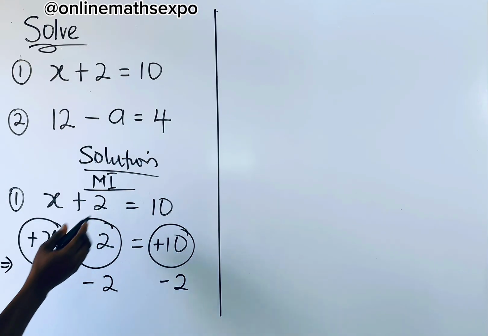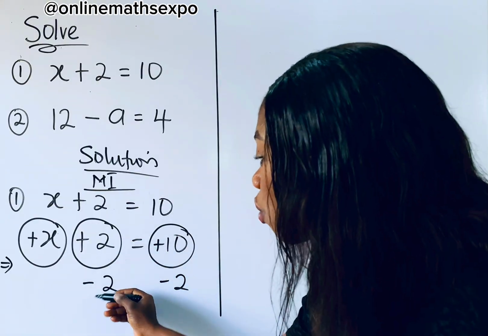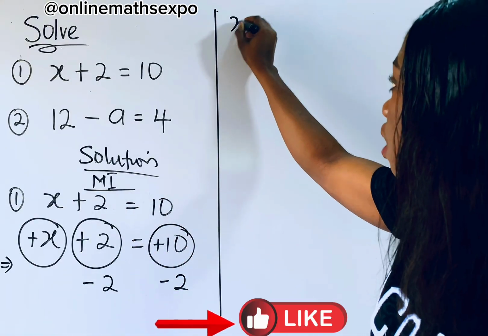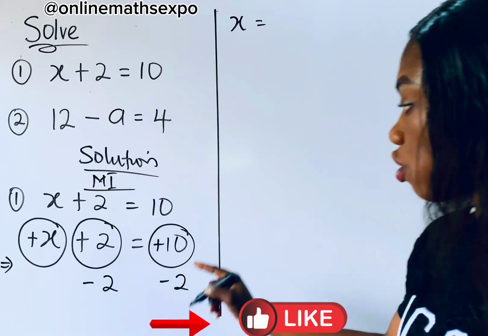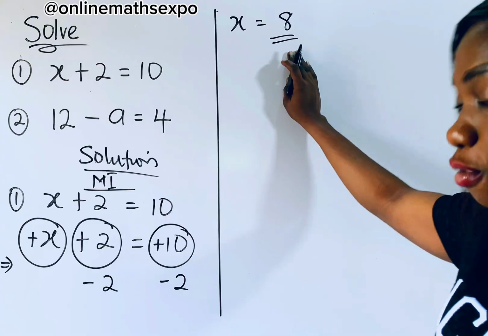And if you do that, you see that 2 take away 2 is gone. So you are having x is equal to 10 minus 2, which gives you 8. So did you see how we got that 8? That is for method 1.